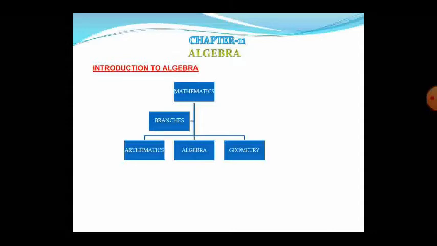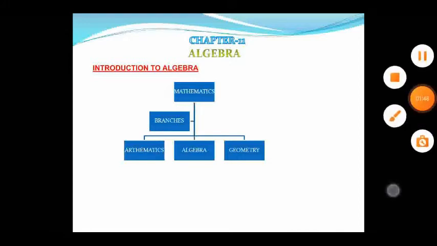The new branch that we learn in this class is called algebra. This algebra will be very useful to us to solve equations easily, to solve sums easily, by framing the equations. It is a very useful chapter. Very easily you can solve so many sums. Before starting algebra, let me move on to the first topic, that is matchstick pattern.